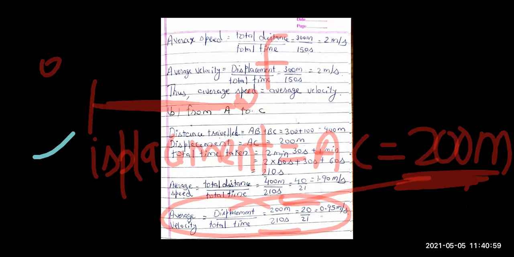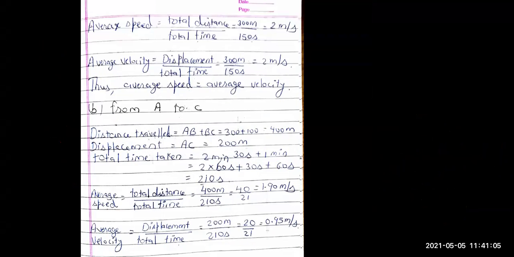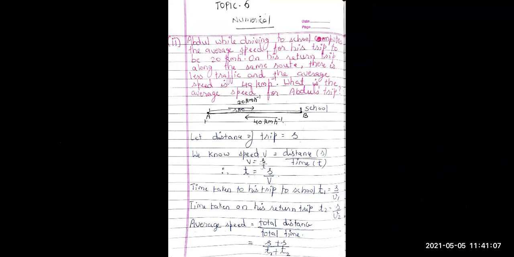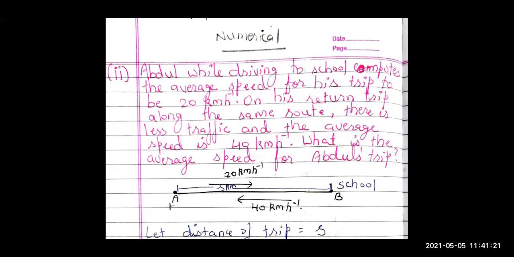Okay, beta. Let's solve one more numerical based on average speed and average velocity. So that is over here. The question is, Abdul driving to school computes the average speed for his trip to be 20 kilometers per hour. So children, Abdul is going to school from his home, right? So his speed when he is going to school is 20 kilometers per hour, right?